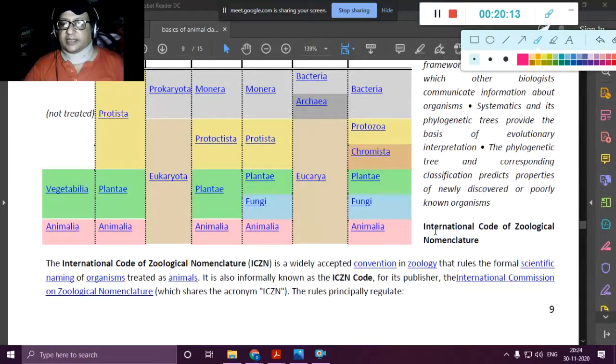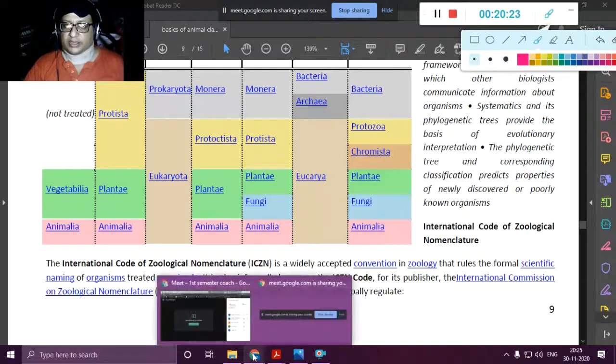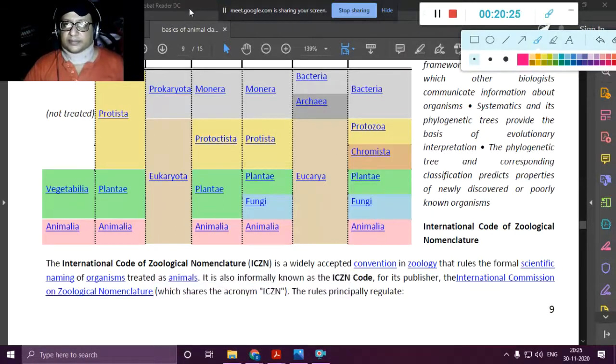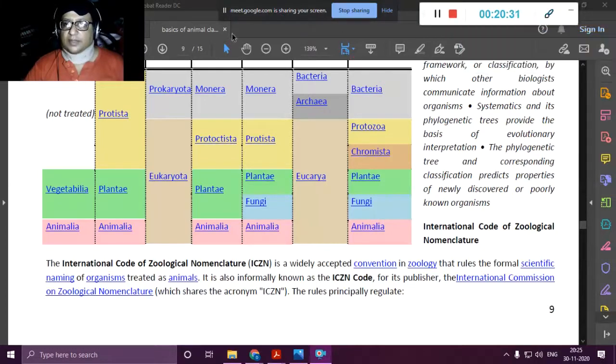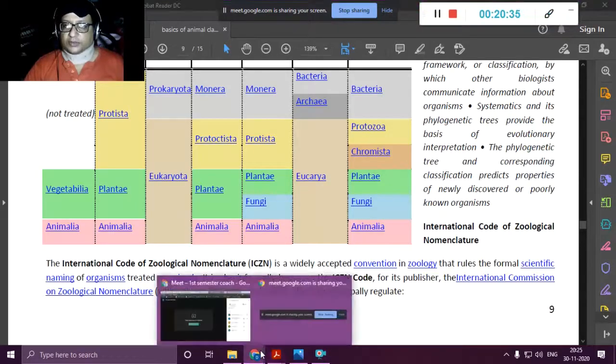Next comes the international, this we will discuss in the next class. Now we will go to the small bit on the topic which I would like to talk about today. Let's go to this.